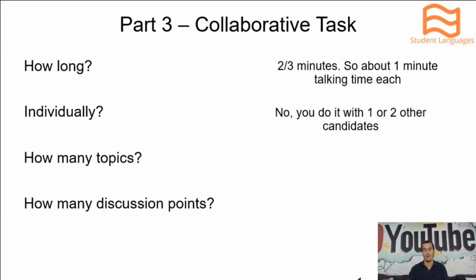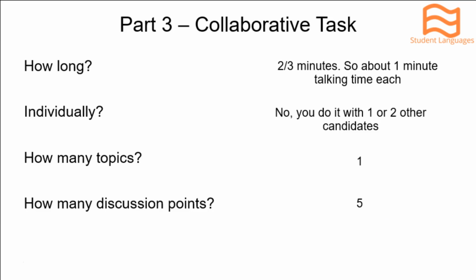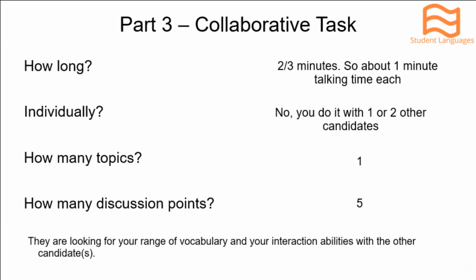How many topics do you need to talk about? Just 1. But you are given some discussion points surrounding this topic. And how many of these discussion points do you have? 5. So you have 1 main topic and a few ideas surrounding it to talk about. In this part of the exam, the examiners are looking for your range of vocabulary, which means the variety and the amount of language that you can use, as well as your interaction ability with the other candidate, how well you can have a conversation with another person about a specific topic in English.